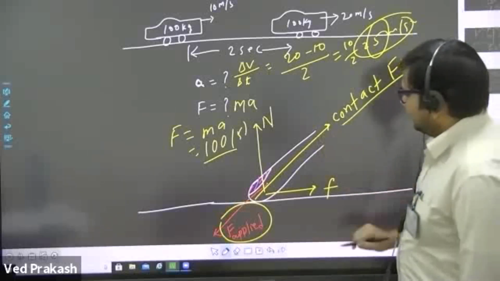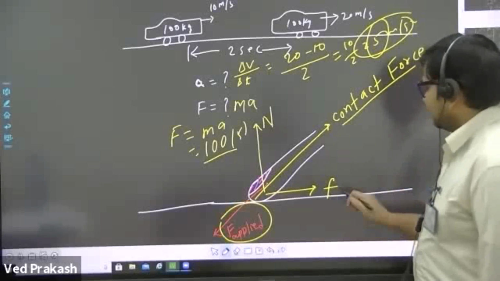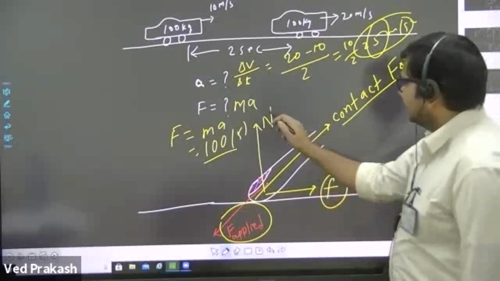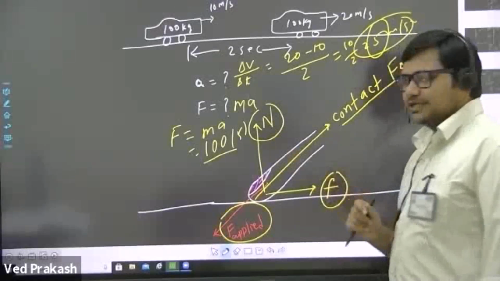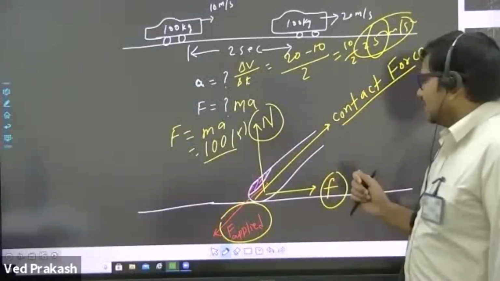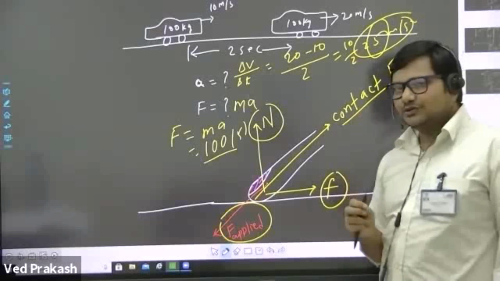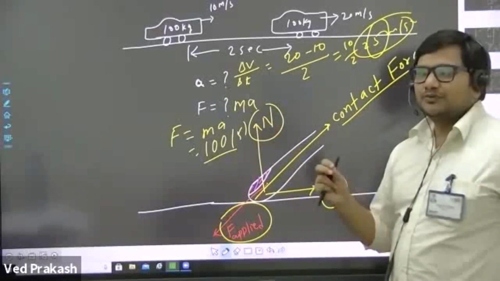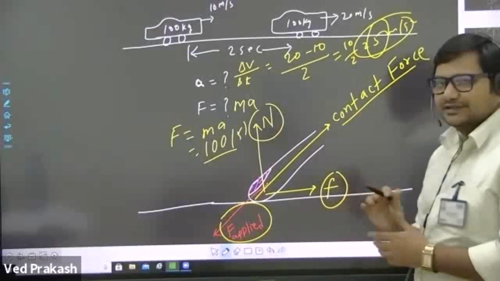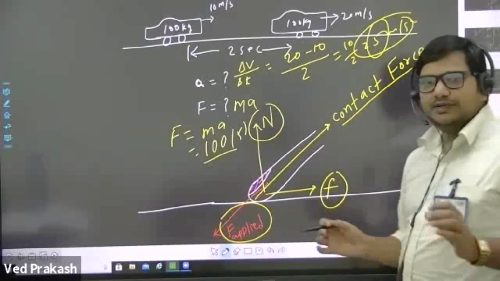This contact force has two parts. One is friction and the other one is normal reaction. If you find the resultant of these two forces, you will get the contact force. And if you resolve this contact force, then you will get normal reaction and friction force. From the next lecture, we will start friction, and that's all in this lecture.